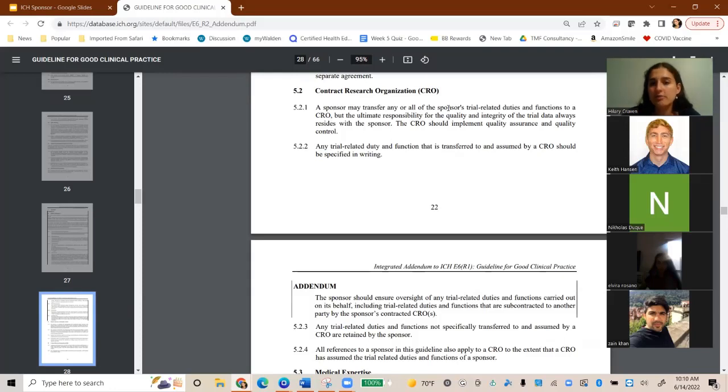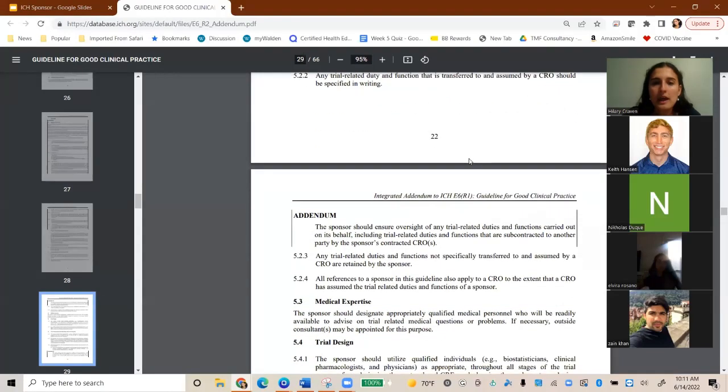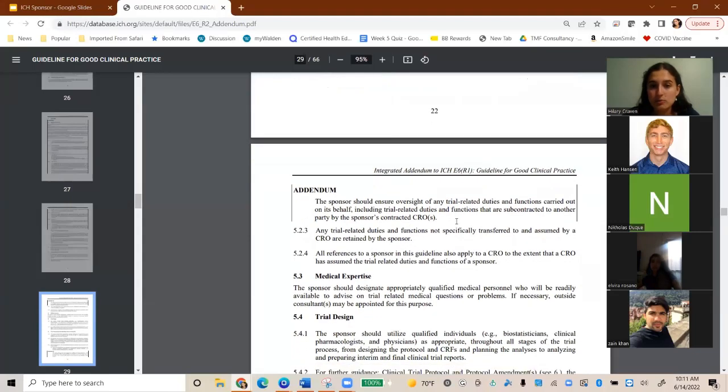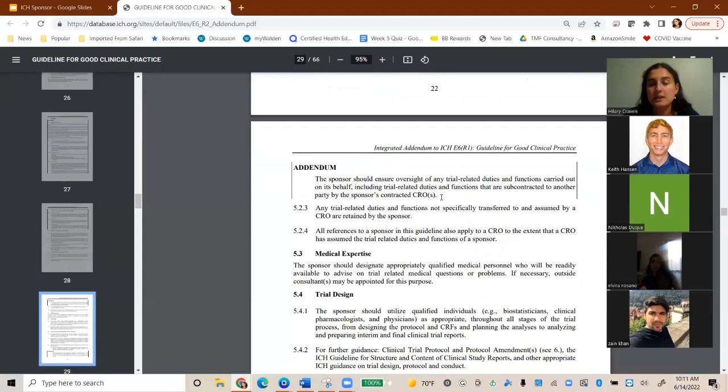So that's what this whole section's about, right? They're saying that it needs to be documented. Usually there's a transfer of obligations form that specifies exactly what is being handled by the CRO. And they usually also have this detailed in the contracts. And then this is an addendum section, so we want to make sure that we always look at those addendums, because it's something that they find important to add.